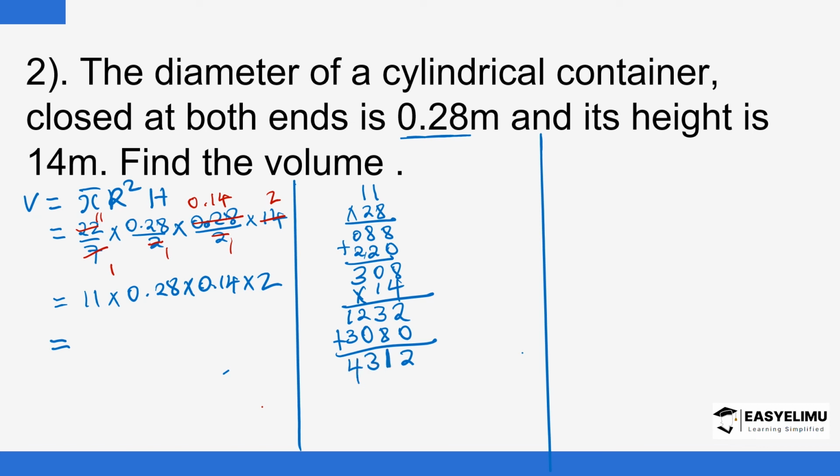So this number here is supposed to be multiplied by 2. So 4312, you multiply by 2. This is multiplication. So 4, 2, 6, 8. So the decimal places are 4. So it means this is going to be 0.8624. The correct answer.